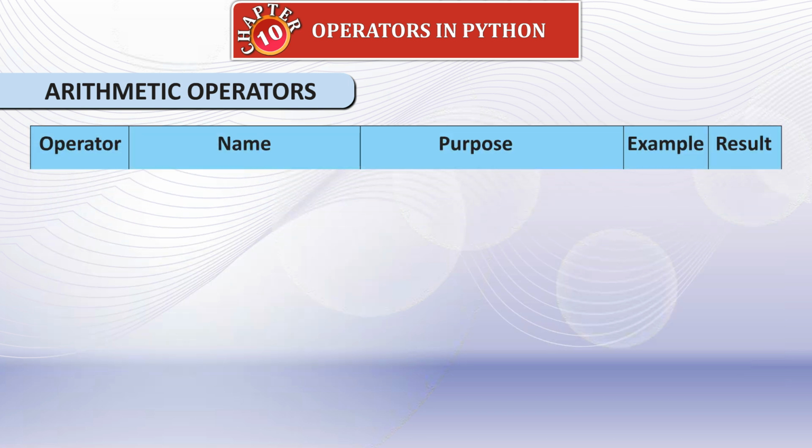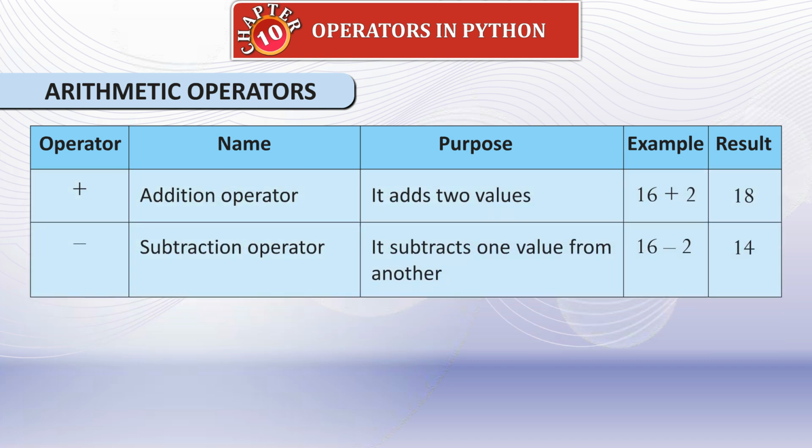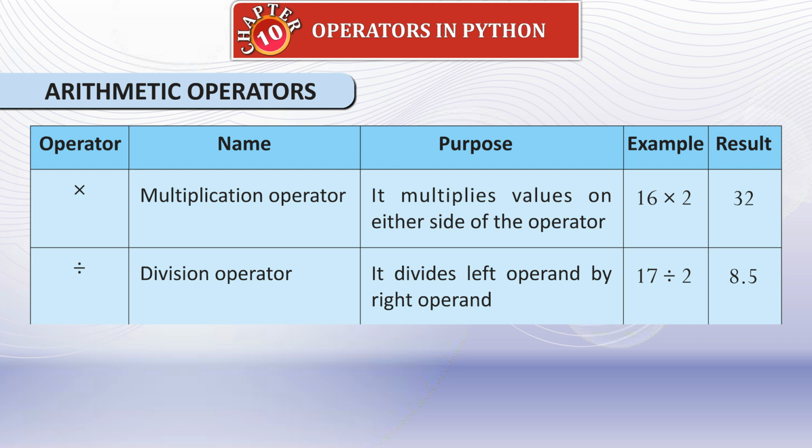Operator, name, purpose, example, result. Plus: addition operator. It adds two values, 16 + 2 gives 18. Minus: subtraction operator. It subtracts one value from another, 16 - 2 gives 14. Multiplication operator. It multiplies the values on either side of the operator, 16 * 2 gives 32. Division operator. It divides the left operand by the right operand, 17 / 2 gives 8.5.